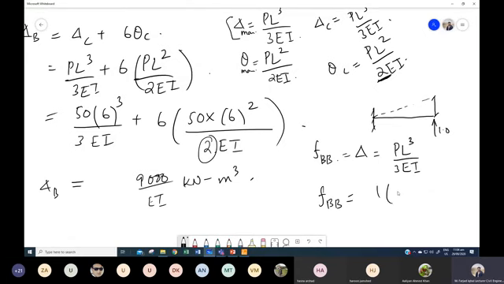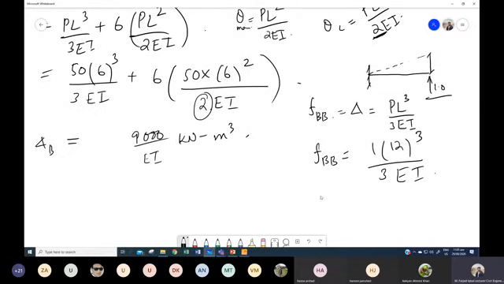P is 1. Length is, since the load is acting at the extreme right end, so the length will be 12. This 3 will remain as it is, and this EI is a constant, so it will be with this one. So what is FBB? 576 over EI.